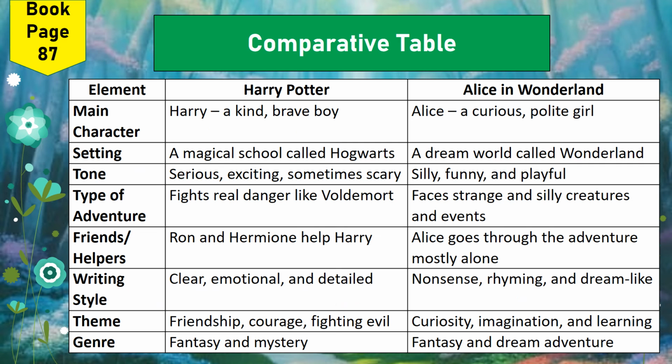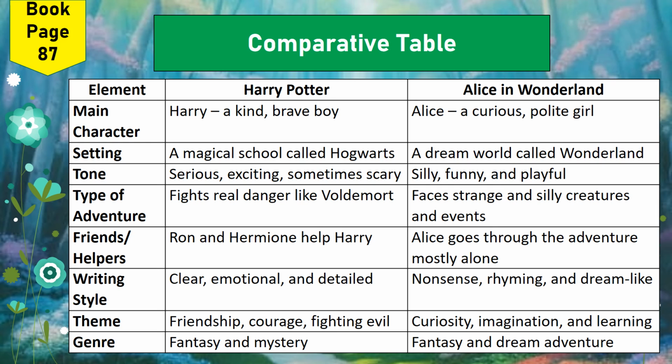Let's continue with the comparison table. 1. Main characters. Harry is a kind and brave boy who learns he's a wizard. Alice is a curious and polite girl who explores a strange dream world. 2. Setting. Harry's story takes place at Hogwarts, a magical school. Alice's journey happens in Wonderland, a fantasy dreamland filled with odd creatures. 3. Type of adventure. Harry fights real danger, including evil wizards. Alice faces strange and silly challenges.